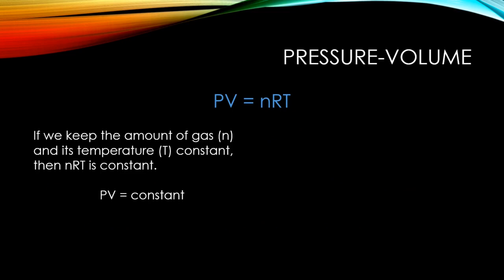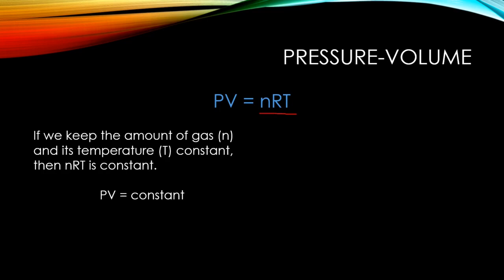There are a lot of sub-gas laws, but they can all be derived from the ideal gas law. So here we go. Let's look at the relationship between pressure and volume. Once again, using PV equals nRT. If we keep the amount of gas constant and its temperature, then nRT is a constant.